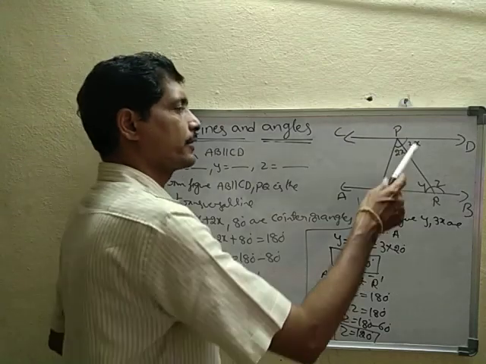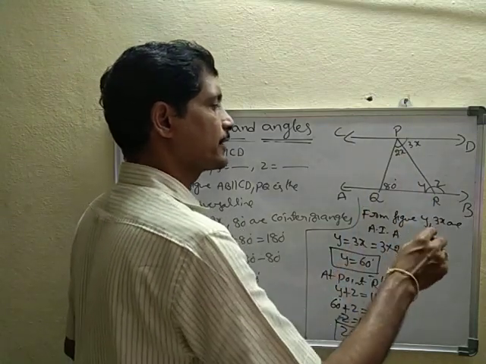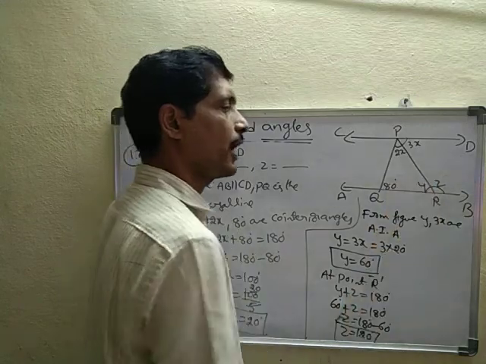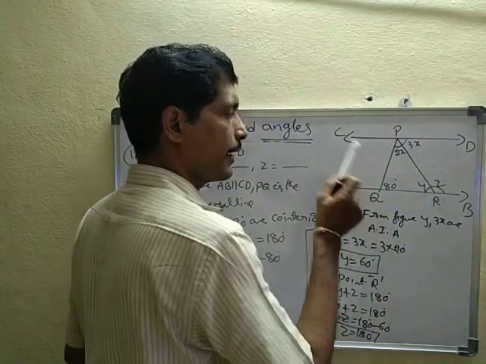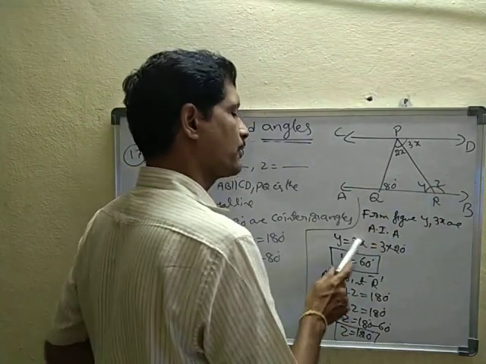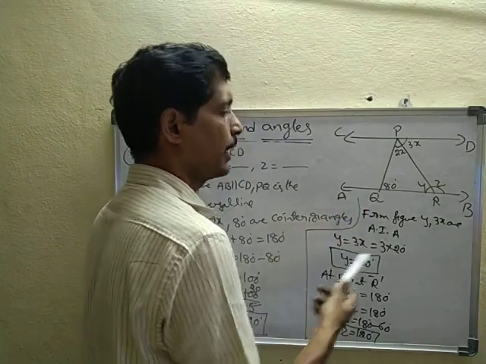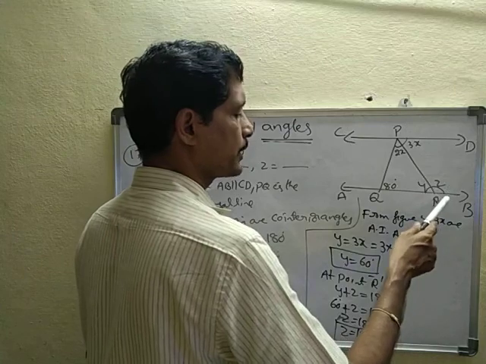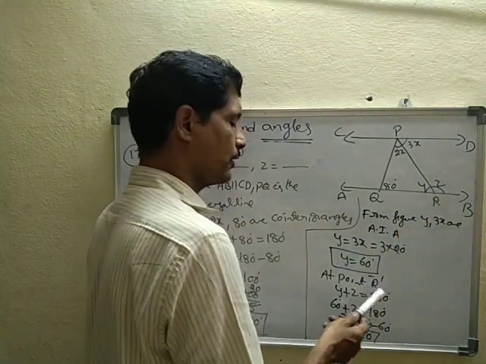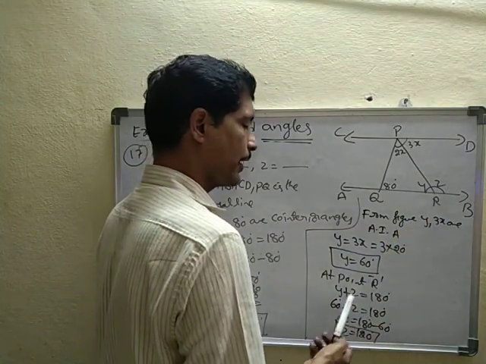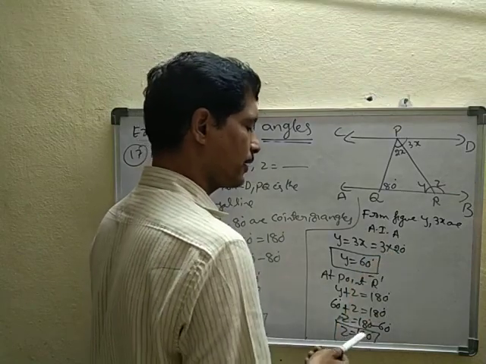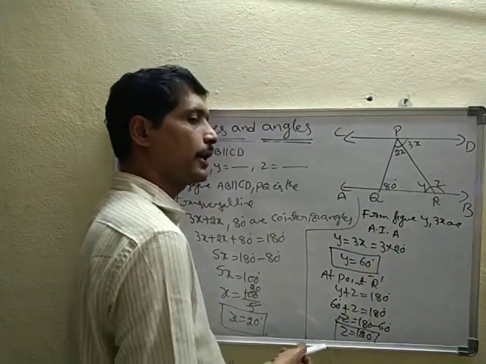Again from the figure, here PR is the transversal line. Here 3x and y are both alternate interior angles. Alternate interior angles are always equal. Therefore y equals 3x. Therefore 3 into 20, y equals 60 degrees. At the point the total angle is how much? That is 180 degrees. Therefore y plus z equals 180. 60 plus z equals 180. Z equals 180 minus 60. Z equals 120. Okay.